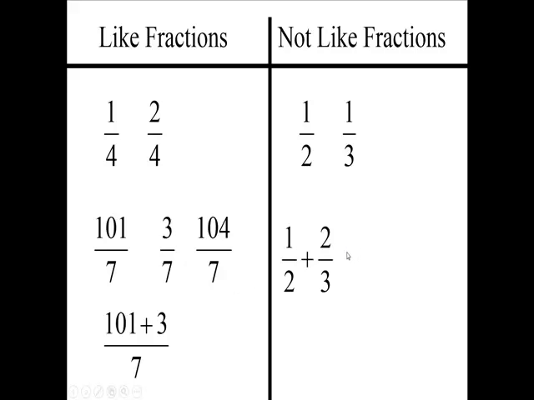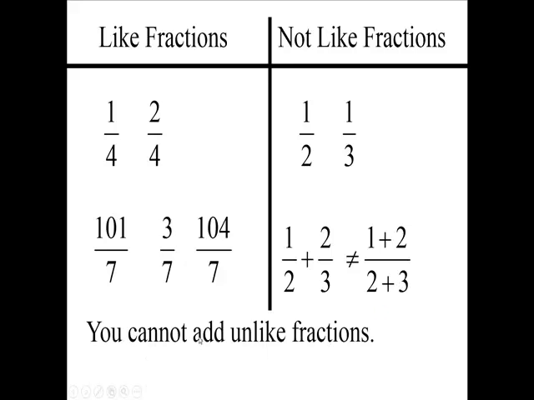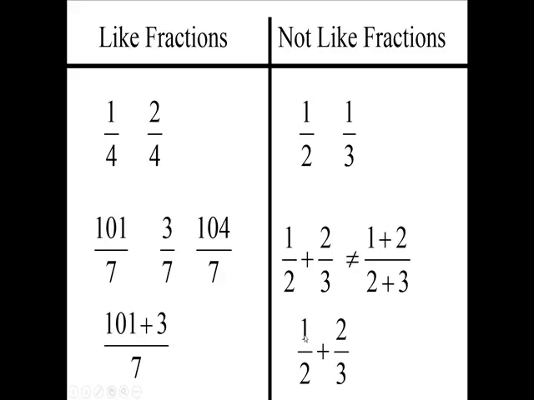Now, what would you do if you had to add two fractions that are not like? Okay? Well, you wouldn't do this. You would not add 1 plus 2 and 2 plus 3, because you just can't add fractions that are not like. Let me show you. If you say, oh, well, I think we should be able to add these. Well, 1 plus 2 is 3, and 2 plus 3 is 5. This is not true, okay?